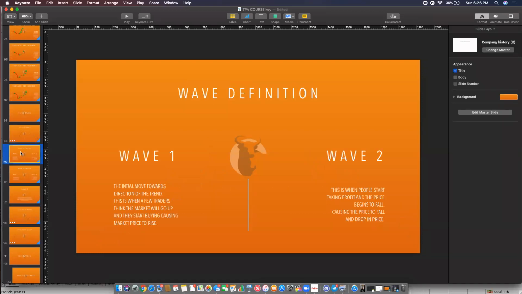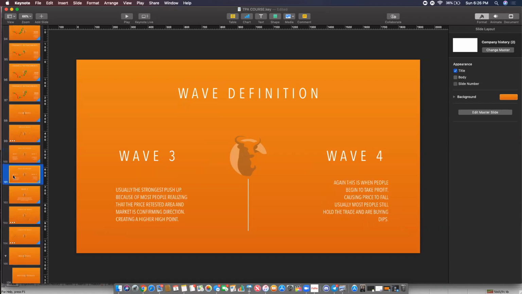So wave one is the initial move towards the direction of the trend. This is when a few traders think the market will go up, so they start buying, causing the price to go up. Now, let's say these are scalpers, and once the market reaches wave 2, this is when people start taking profit on the trades, and that's when the price begins to fall. Makes sense? And now we go on to wave number 3.